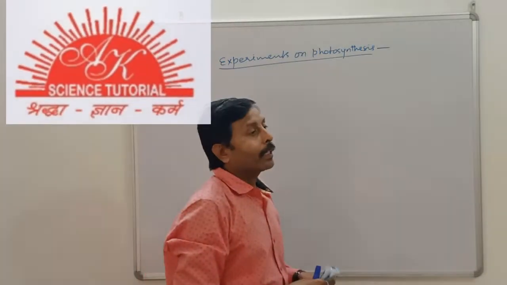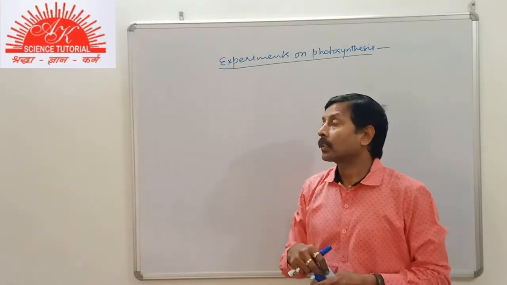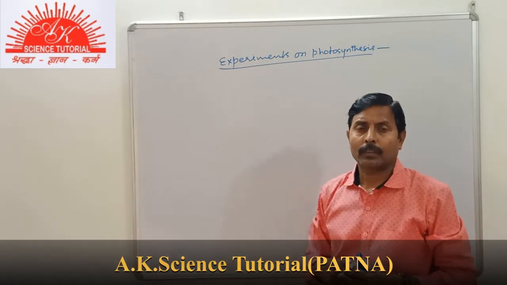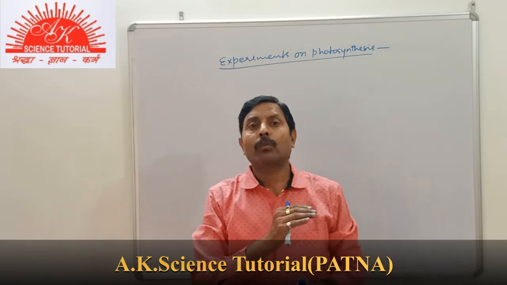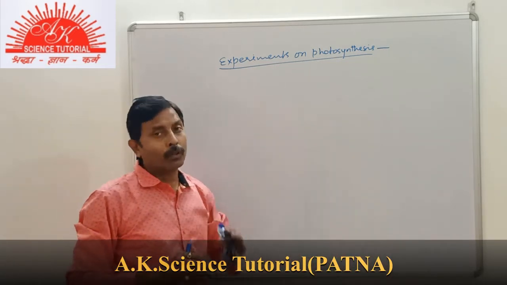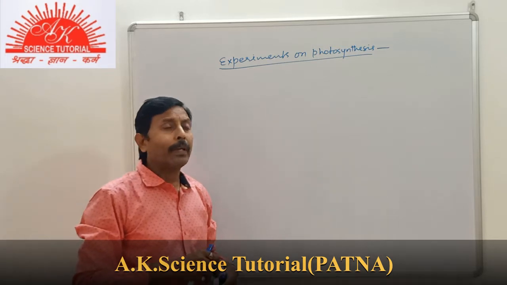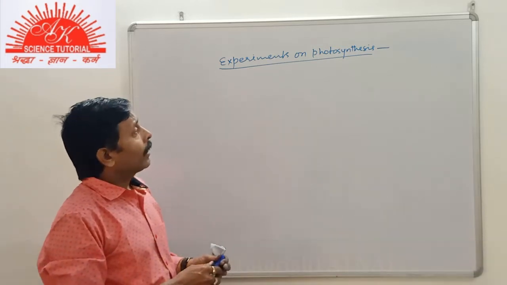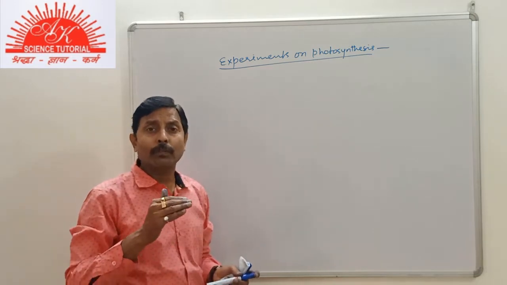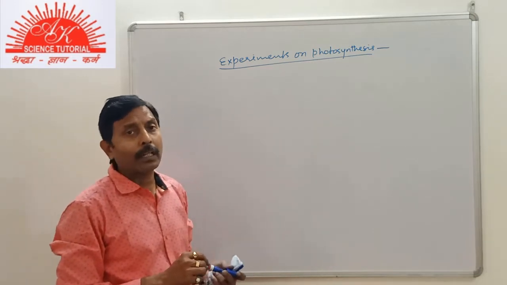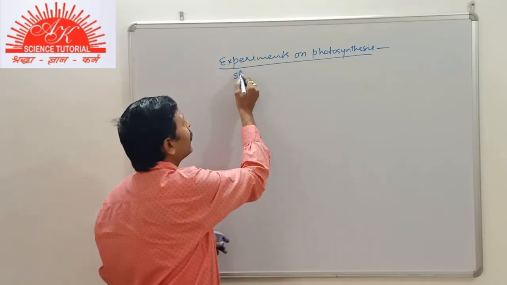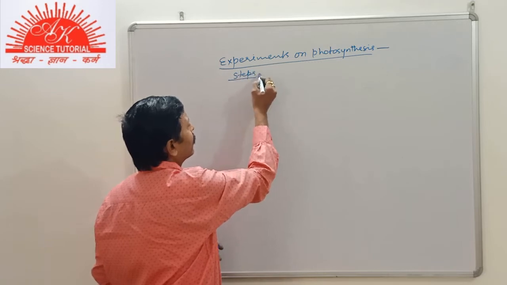Students, in this class we will study the experiments on photosynthesis. That is, in this part we are going to study the different factors which are required for photosynthesis, which will make it more clear. In order to perform the experiment on photosynthesis, we will have to follow certain steps. Suppose we are going to perform an experiment, then what are the steps taken for it?